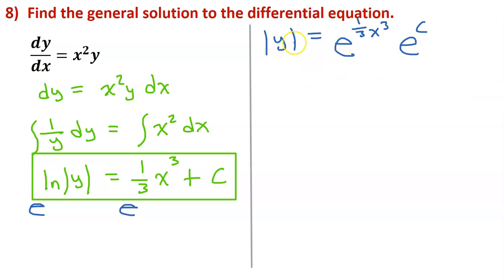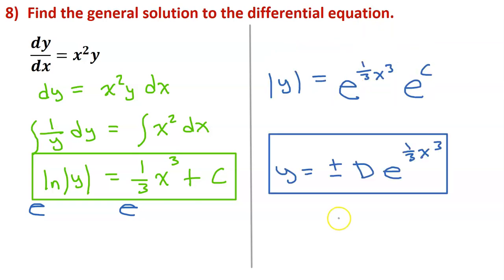To bring the y out of the absolute value, all you have to do is put a plus or minus on the other side of the equation. It's a little bit like when you take the square root of both sides of an equation. So we have y equals plus or minus, and I will go ahead and put my new d in the front, and so I'll have plus or minus d times e to the 1/3 x cubed. And this is the form you are more likely to see as an option on a multiple choice question.